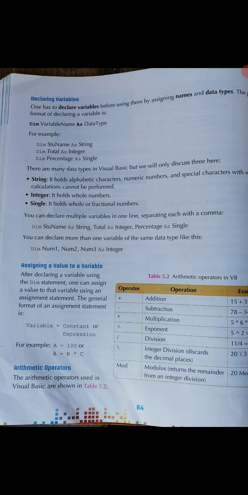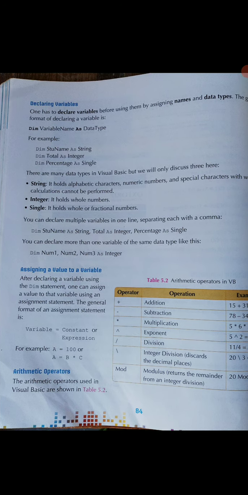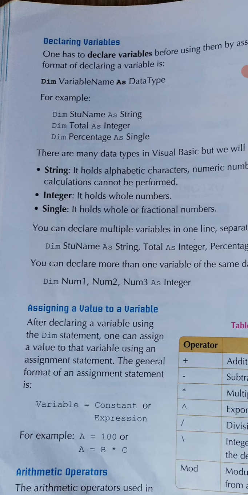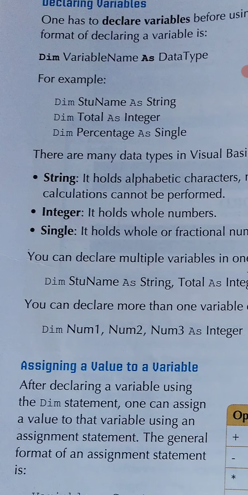Now look at the example of declaring variables. Dim student name as string. Look at this example: Dim student name as string. Student name means you can write your own name. As string: why is it given as string? Because this student name consists of words and alphabets. That's why student name is declared as string. Clear this much, everyone?